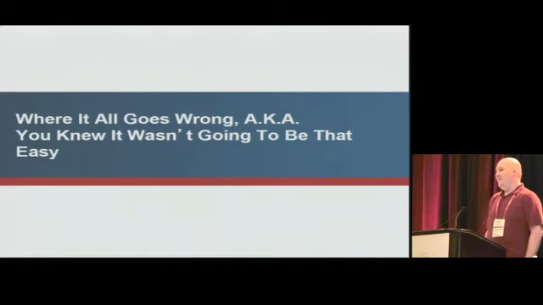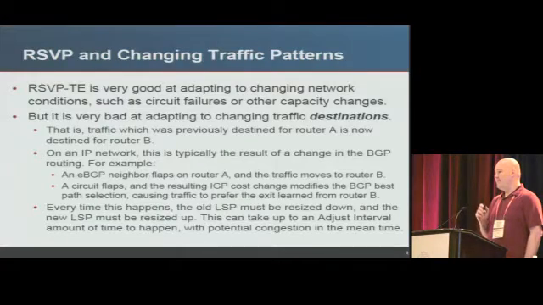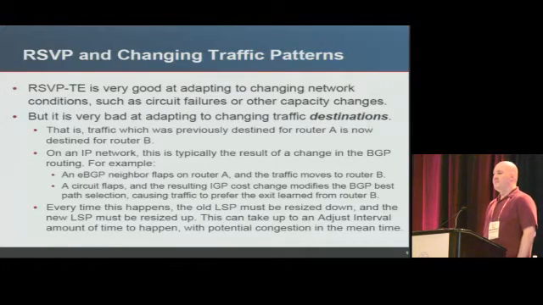But what I'm really here to talk about is where it all goes wrong. It turns out that RSVP-TE is very good at adapting to changing traffic conditions within your network. So for example, if you have a circuit fail and you need to find a different circuit within your network, it's great at that. It turns out to be very bad at adapting to changing traffic destinations.